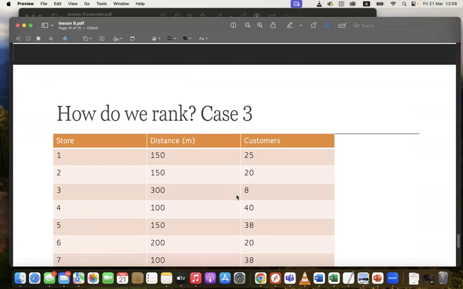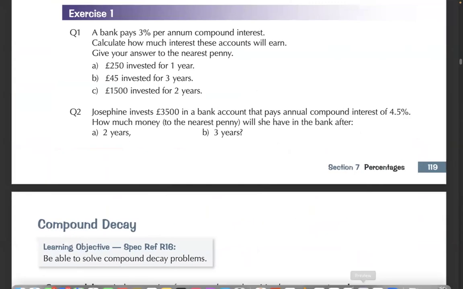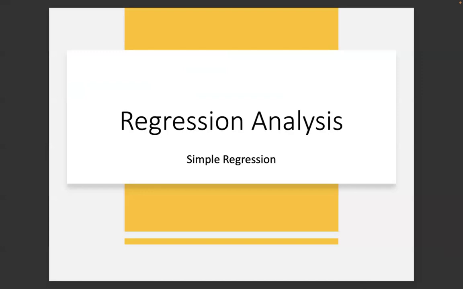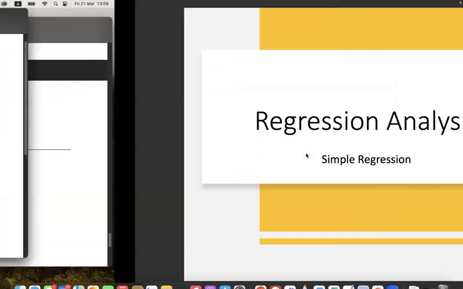So here also that's what they have given. This is variable 1, this is variable 2. Okay, that's how it is. We should have two variables. So variable 1 with the distances, variable 2 with the customers. Okay, so where is that exercise? Exercise PDF, this one.